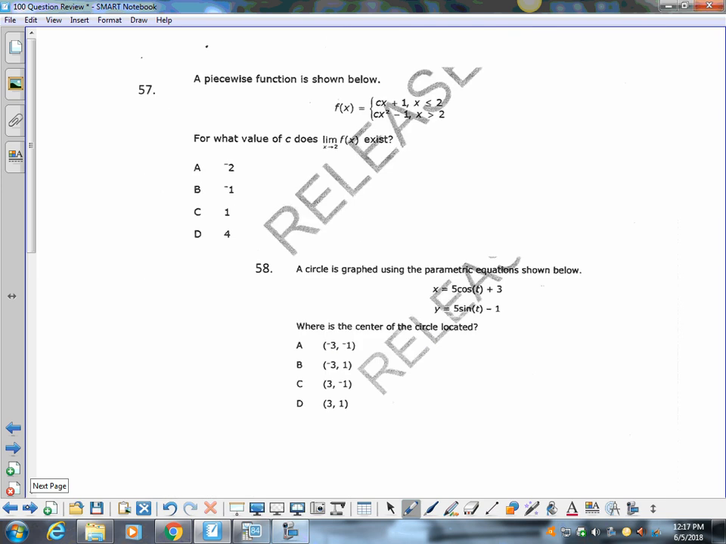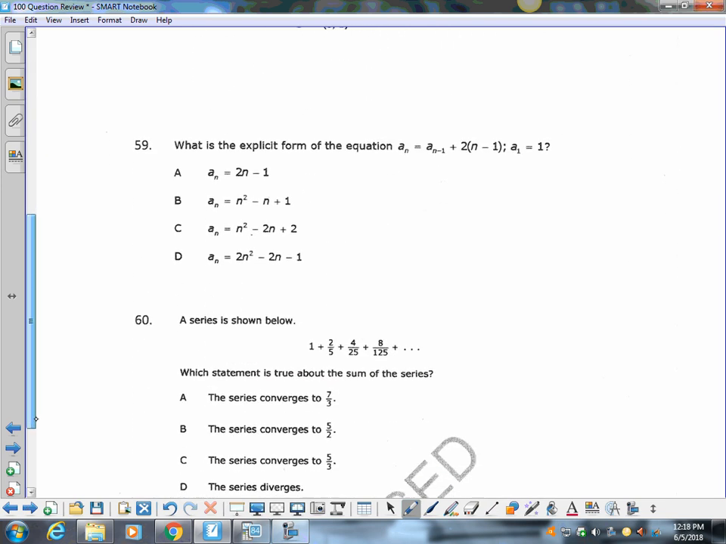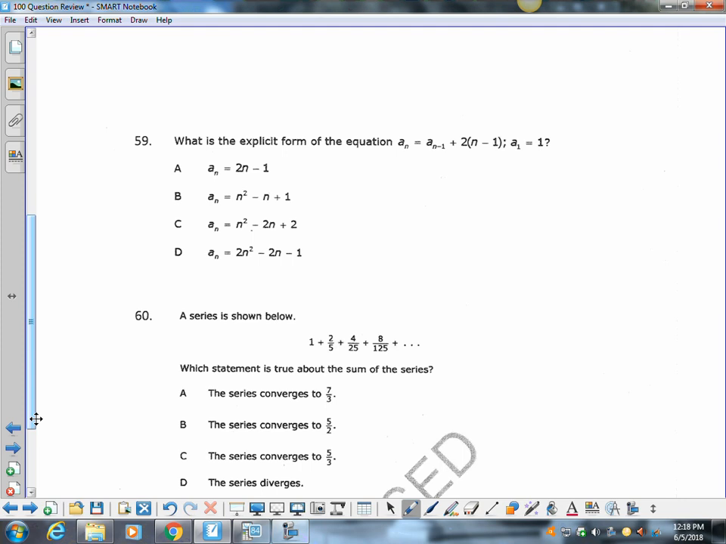Okay, number 59. Number 59 wants the explicit formula for this. Okay, and it tells me that my first term is 1. So that's my first chair. I'm going to go ahead and find the first couple by using this formula right here. So if I want to know who's sitting in the 2nd chair, I'm going to do a sub n minus 1. That's going to be the 1. 2 times, and again I'm talking about the 2nd chair, so that's going to be 2 minus 1, which is 1. So that's going to make him a 3.